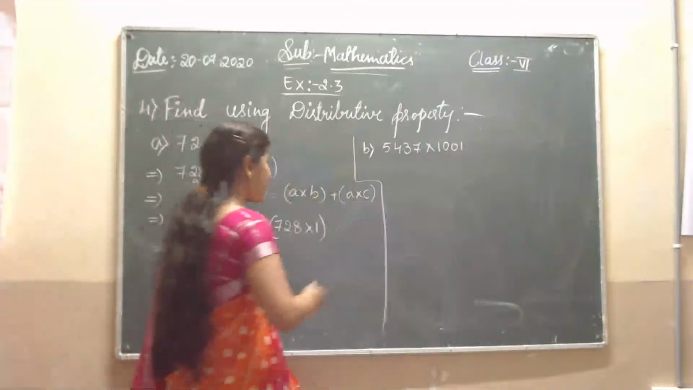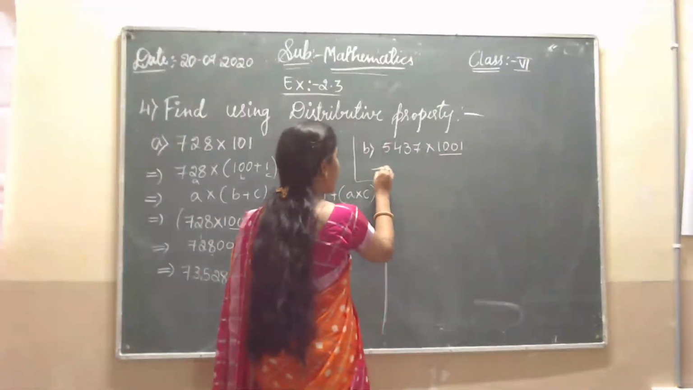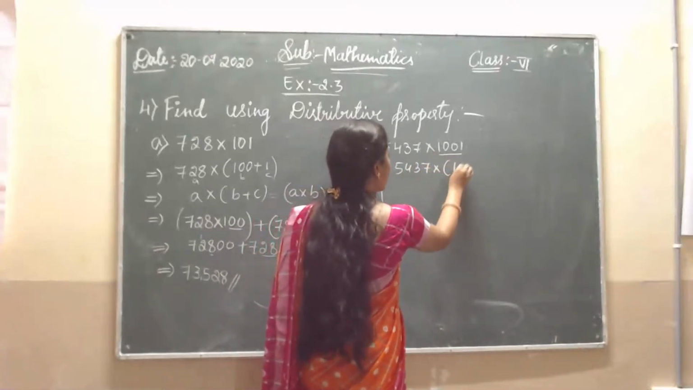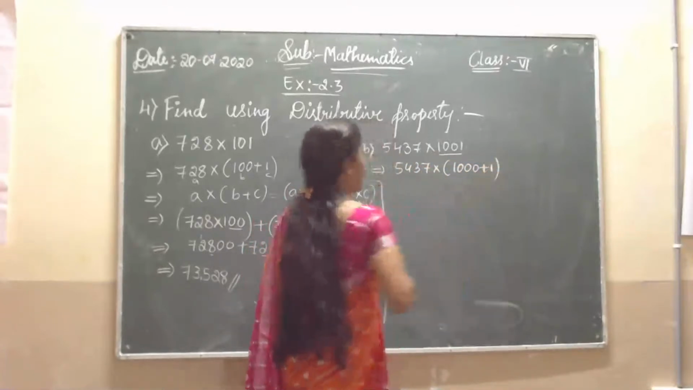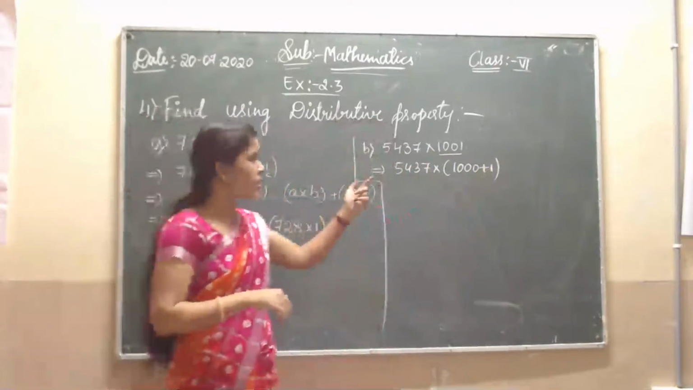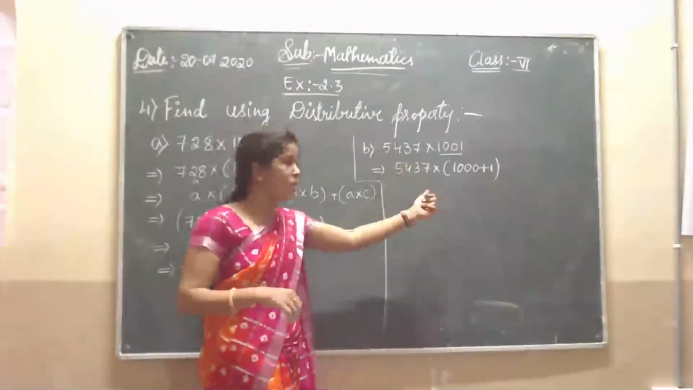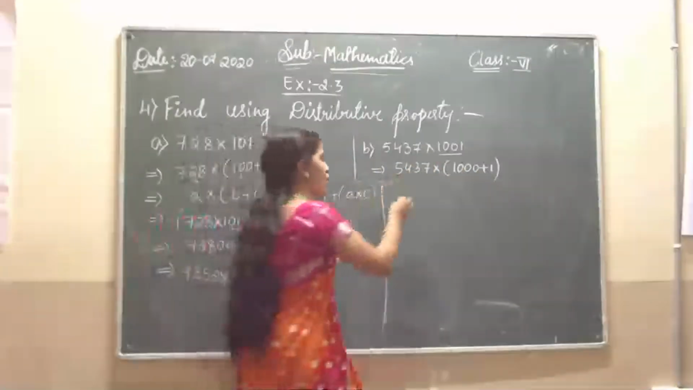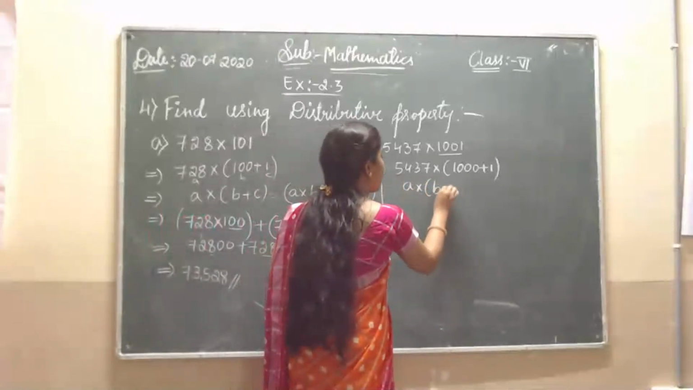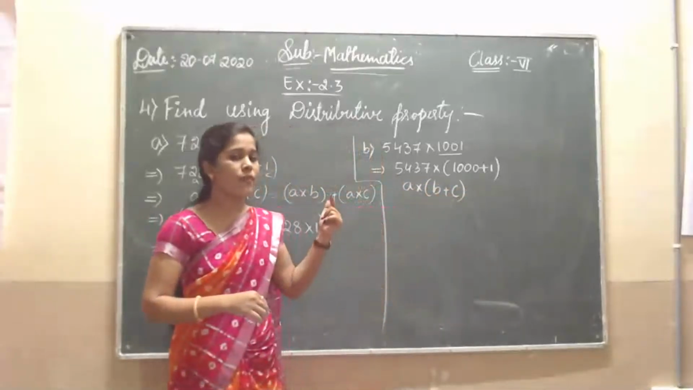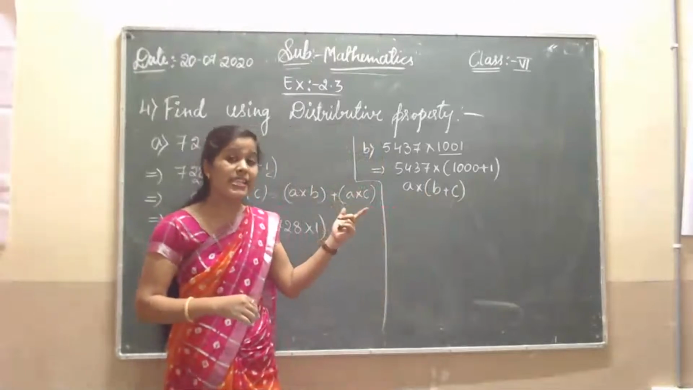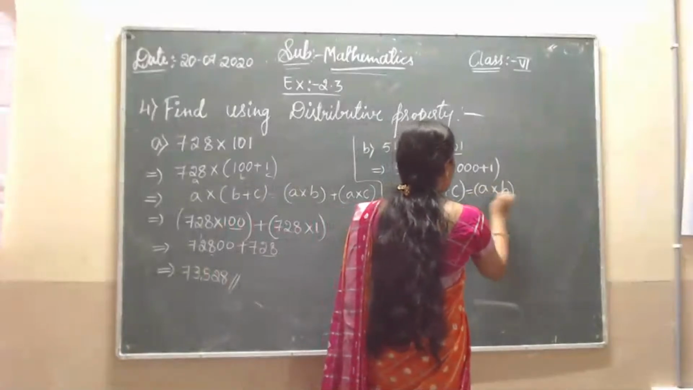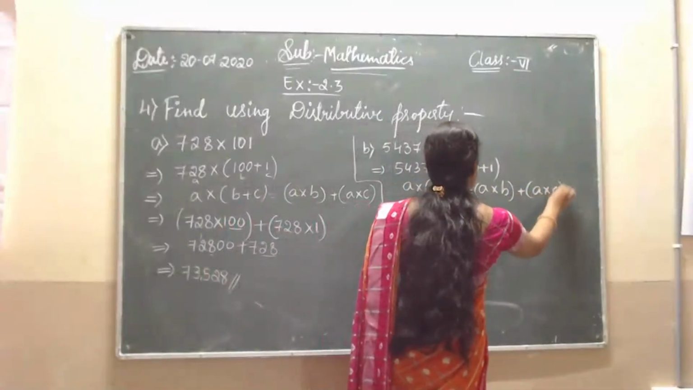Take your distributive property. First, split 1,001 as 1,000 plus 1. Understood? 1,001 as 1,000 plus 1. 1,000 plus 1 also is 1,001. So this is in the form of A into (B plus C). This is distributive property: A into B plus A into C.